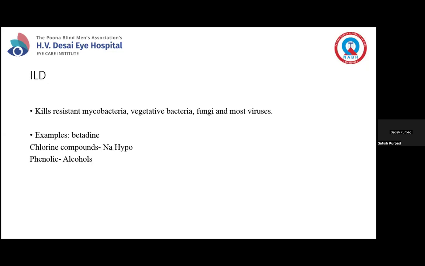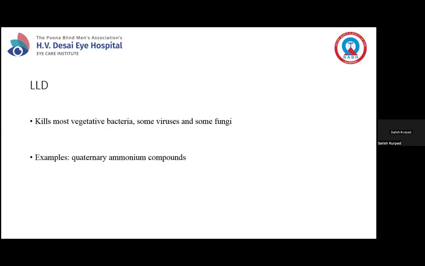Intermediate-level disinfectant kills resistant mycobacteria, vegetative bacteria, fungi, and most viruses, but not spores. For that, we use betadine, chlorine compounds such as sodium hypochlorite, or alcohols. Low-level disinfectant kills most vegetative bacteria, some viruses and some fungi, but not spores.